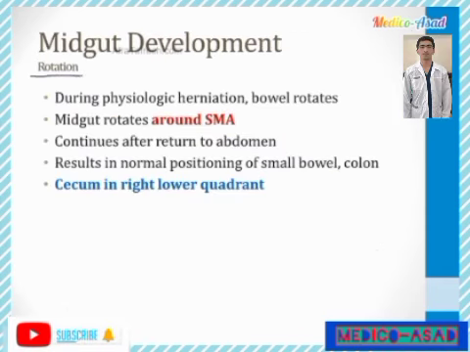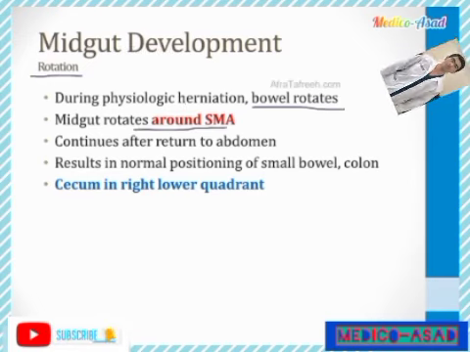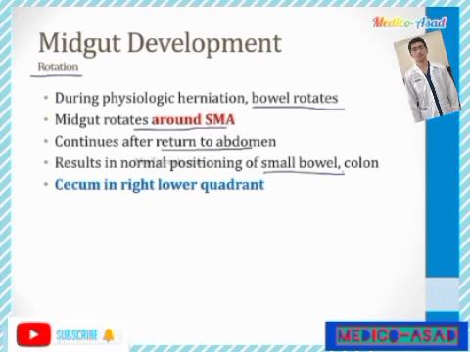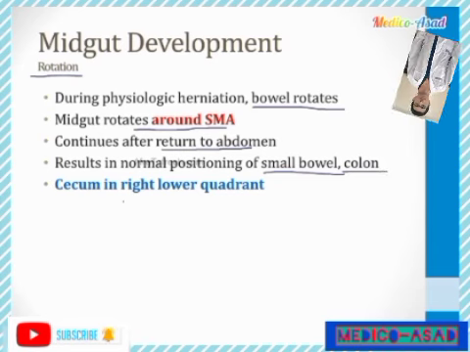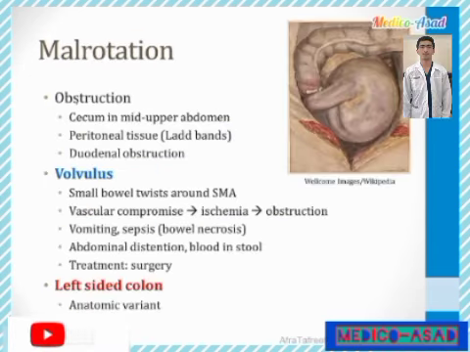Now let's talk about the rotation that occurs during midgut development. During physiologic herniation, when the bowel is outside the body, the bowel rotates. It twists around the superior mesenteric artery. This process continues after the bowel returns to the abdomen, and it results in the normal positioning of the small bowel and the colon. Importantly, it results in the cecum ending up in the right lower quadrant where it's normally found.